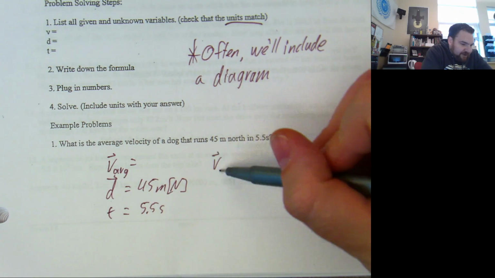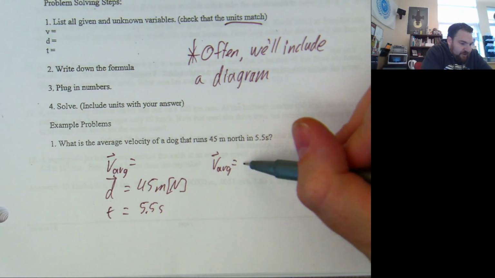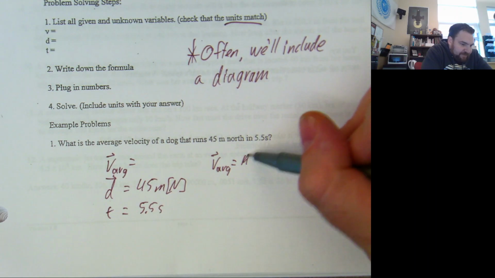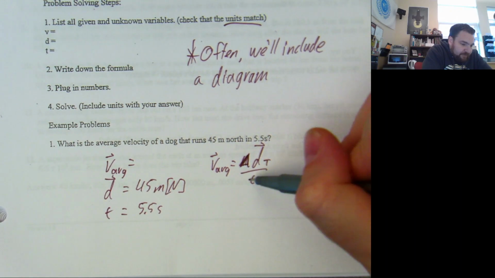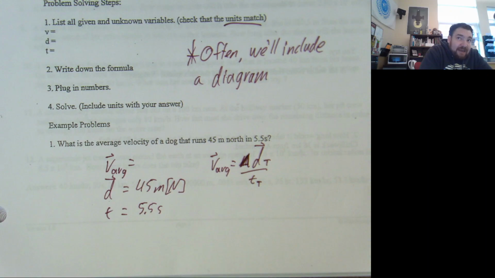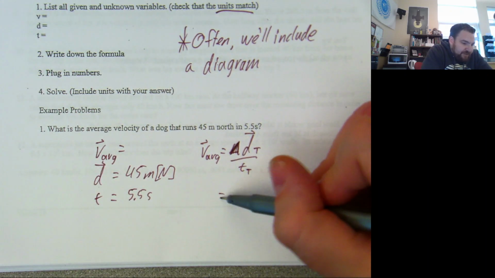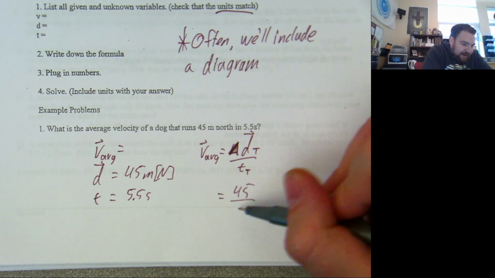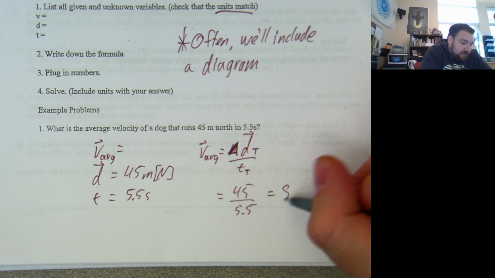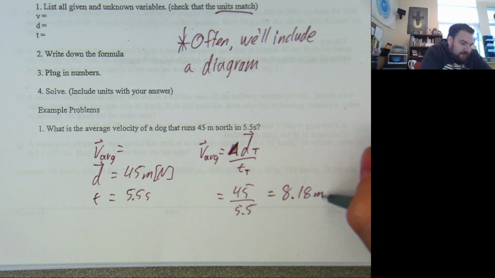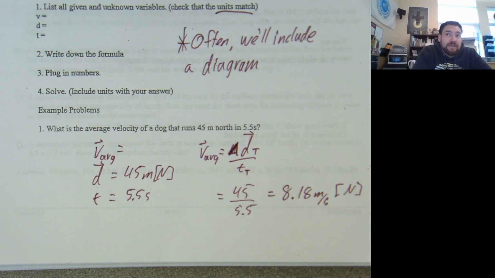So then V average is going to equal our formula. Let's write it out: displacement over T total. And now we're going to plug everything in. This is going to be equal to 45 divided by 5.5. And for the sake of time, I'll give you that value: 8.18 meters per second north. Because it's velocity, it's a vector, we need the direction. And you always need to include the units as well.